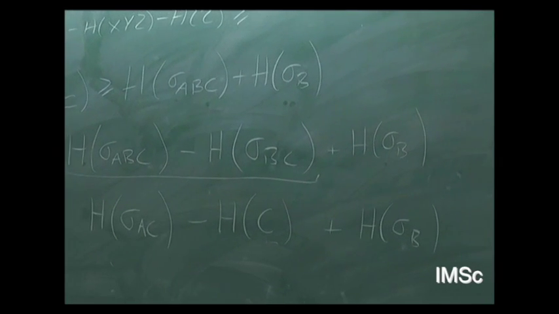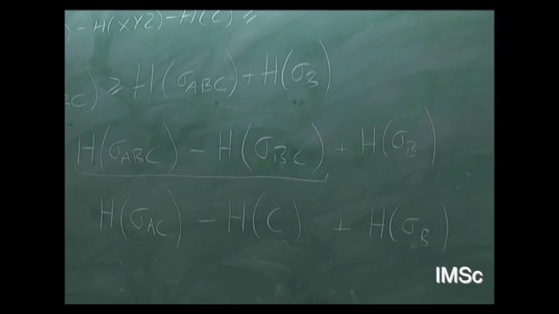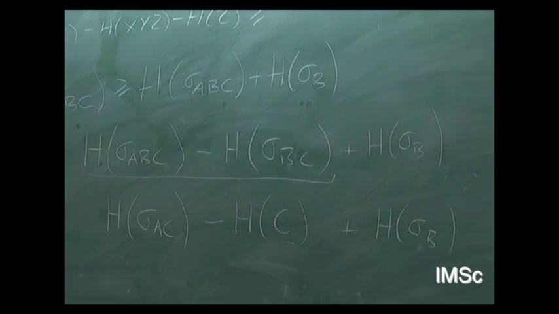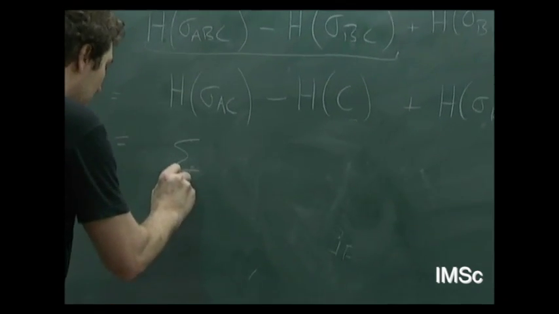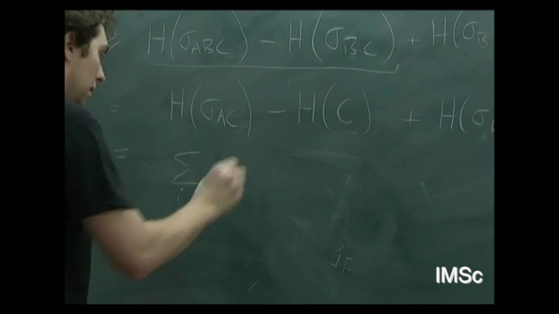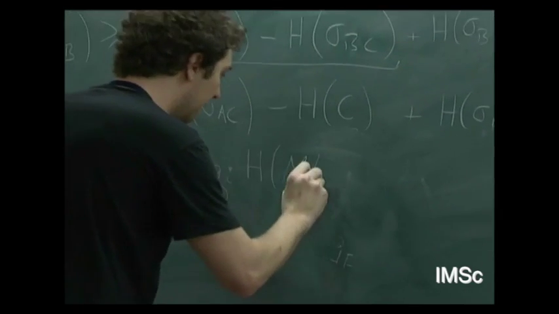Now let's make sure I get this right. This entropy of AC minus C is actually just going to be a sum over I, Qi, of the entropy of state A with M acting on it.